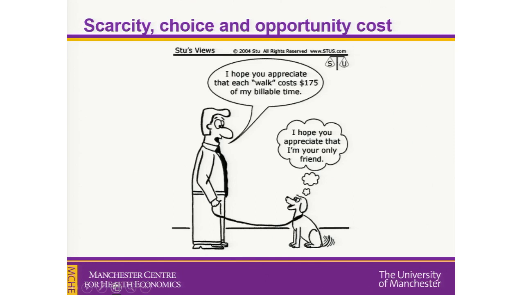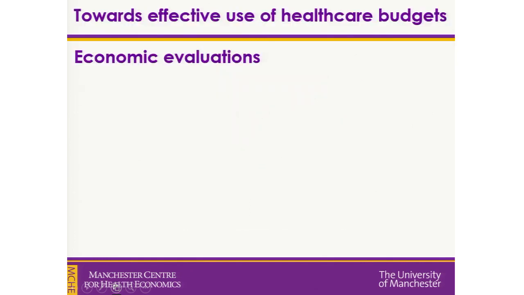Not very funny, but it gets the point across that if you have a fixed amount of time or a fixed budget and you decide to use that time or that budget in one way, then you're giving up the opportunity of doing something else, and you cannot accrue the benefits of that thing that you're giving up. So that's the rationale for opportunity cost, and it underpins our methods of economic evaluation.